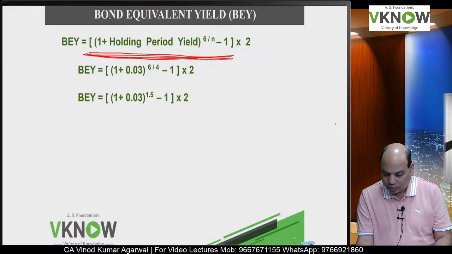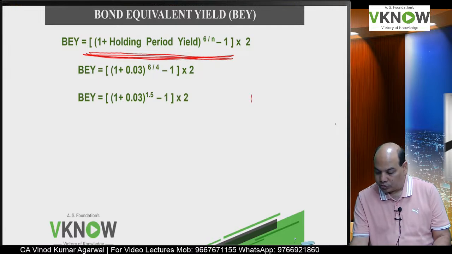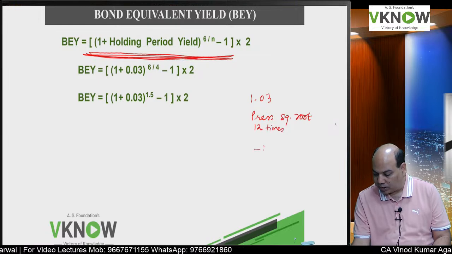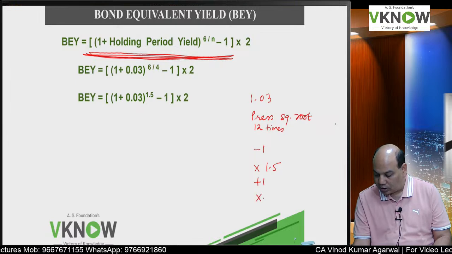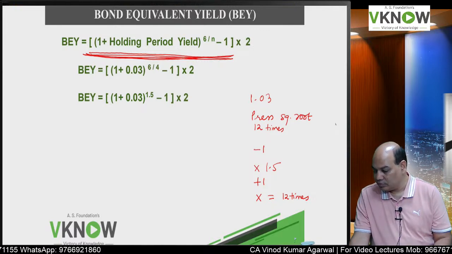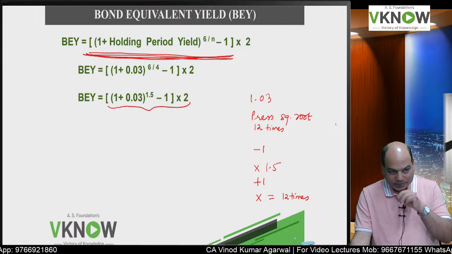Now the student is wondering how to solve it. So we have learned one trick on calculator. First you type 1.03, press square root 12 times, then press minus 1, then multiply by power 1.5, press plus 1 and then press multiply equal to 12 times. This is how you can solve when the power is in fraction. So I want you to give me the answer of this question. Please reply.